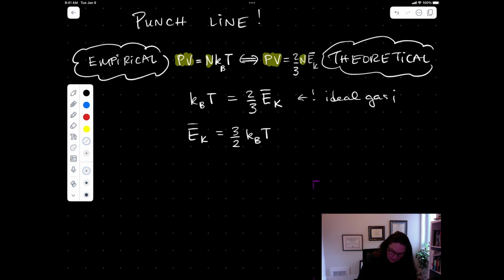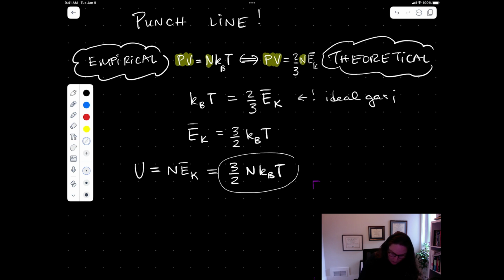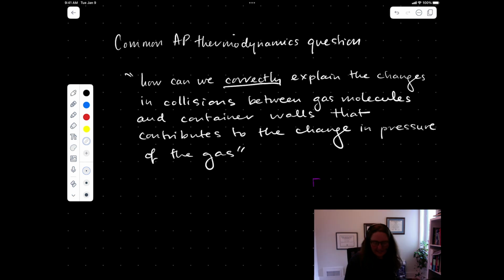and the total internal energy of a gas, this thing that we've been calling U, is equal to the number of particles times the average kinetic energy of one particle, which is equal to 3/2 N kBT. So we've been using this equation. I haven't told you where it came from, but now you know where it comes from. Okay. So one last thing here.